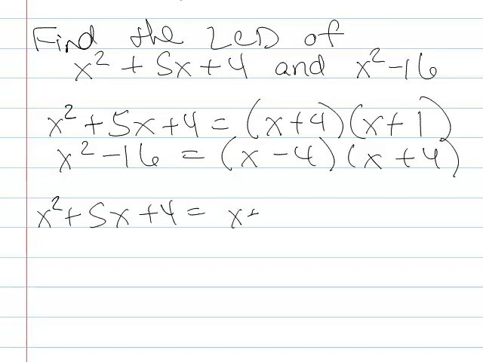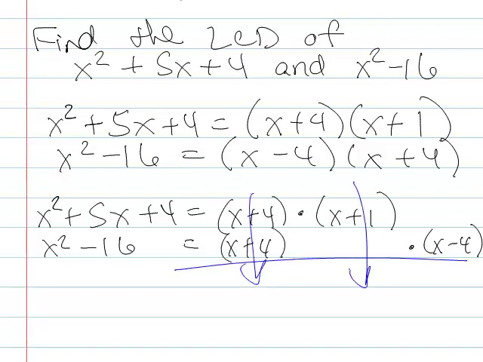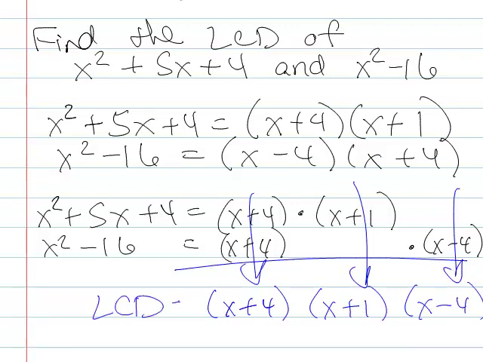So I've got x plus 4 times x plus 1 over here. My second one has an x minus 4. That doesn't line up anywhere, so it goes off by itself. And the x plus 4 lines up under here. So draw stuff down. So I've got x plus 4, x plus 1, and x minus 4. So that's going to be my LCD there.